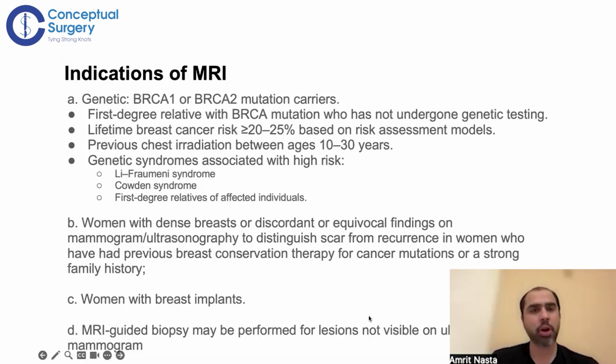Right? MRI guided biopsy, kind of like what we studied before, where we implanted some lesions that were non-palpable. So if I could not see them on mammo, I can implant some materials with the help of MRI. These are other indications for MRI. Specific to the question, point number one is the most important.